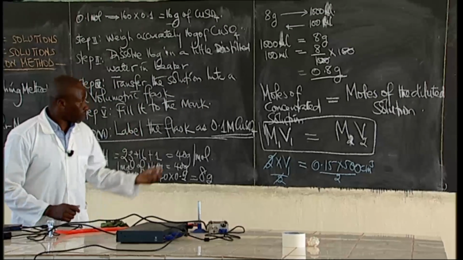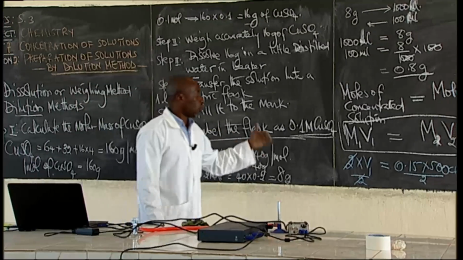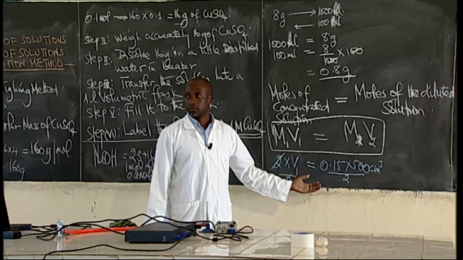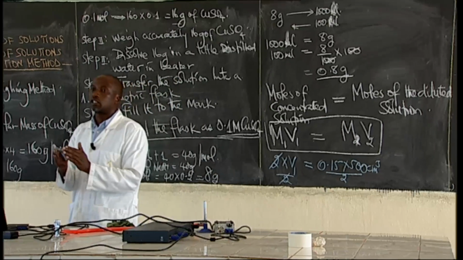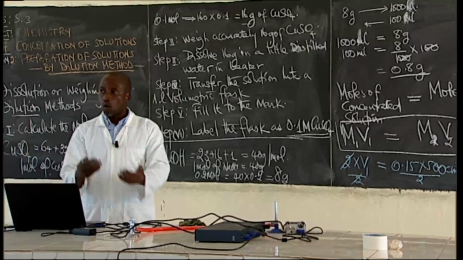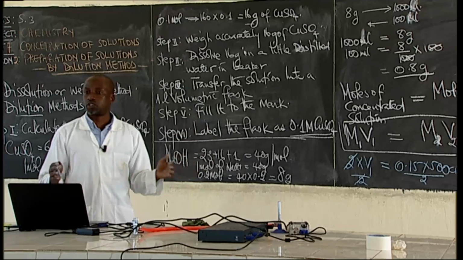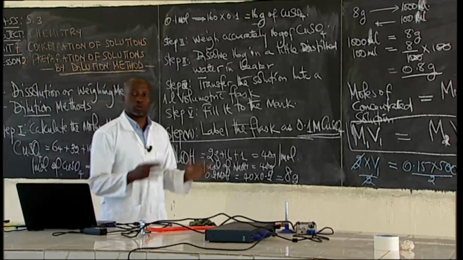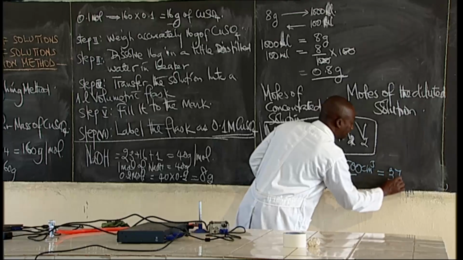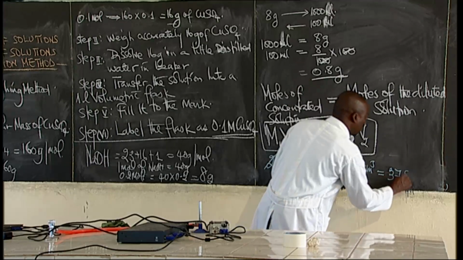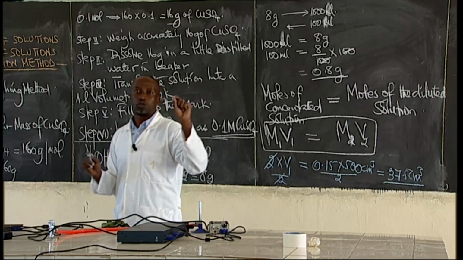The value of V1 can be got in decimeter cubed usually, or in centimeters cubed. But in most cases we use centimeters cubed for proper measurements, because most of the equipment that we use uses centimeter cubed, not decimeter cubed. So this one will be equivalent to 37.5 cubic centimeters. This is the volume of the concentrated solution.